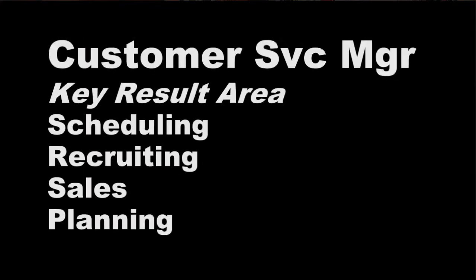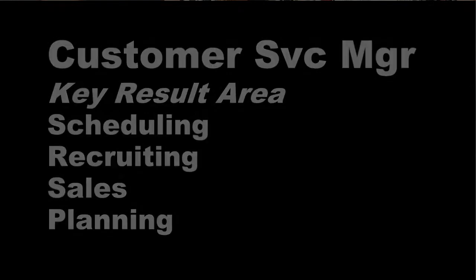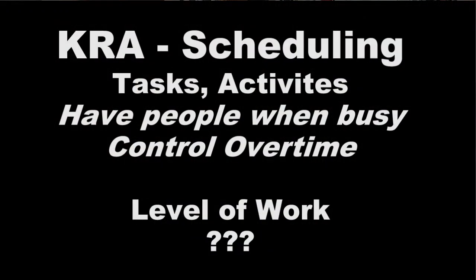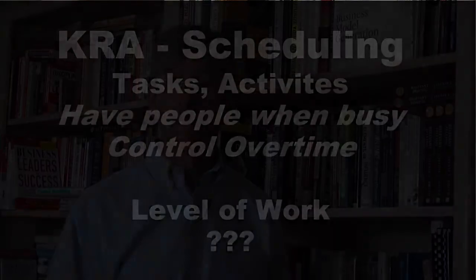For this example, we're going to use a role description for a customer service manager, focusing on the following key result areas. We're going to start with scheduling, then recruiting, then sales, which seems odd for customer service, but I will explain, and then fourth, planning. So let's start with the key result area of scheduling. As you can see, the tasks and activities are fairly well outlined. We need to have enough people on the customer service counter when we're busy, but we also need to control overtime. But what we have not identified is the time span level of work.